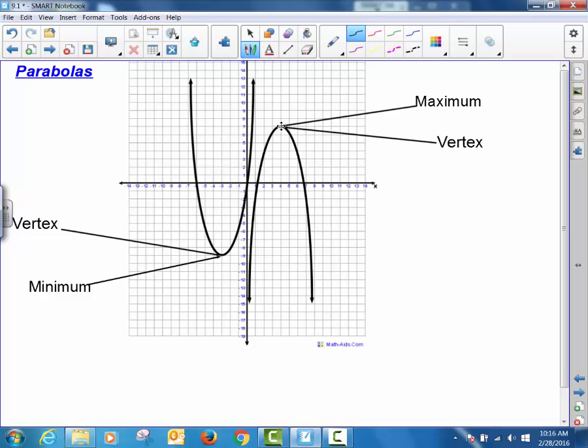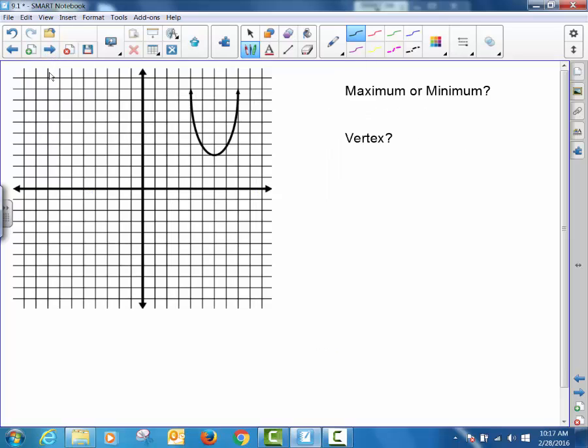When a parabola opens down, then it has a maximum. When it opens up, it has a minimum. The vertex in this case is located at 4, 7, and in this case it's located at -3, -9. Now tell me, does this one have a maximum or a minimum?